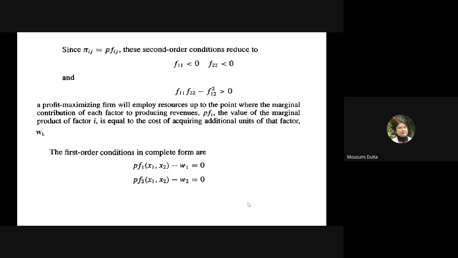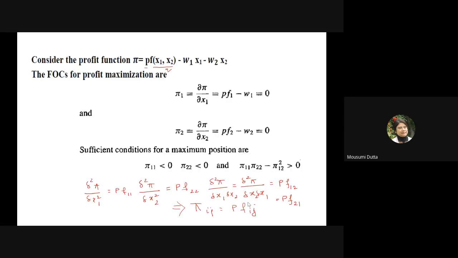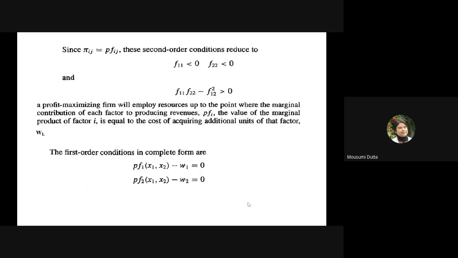So F11 less than 0, F22 less than 0, from pi 11 less than 0 and pi 22 less than 0. And from the second expression, F11, F22 minus F12 square greater than 0. It was pi 11, pi 22 minus pi 12 square. It is becoming F11, F22 minus F12 square. Okay, so this part is clear, I hope, to all of you.